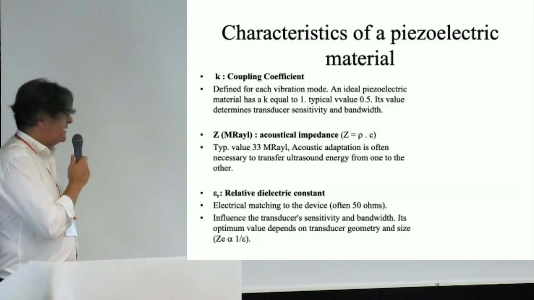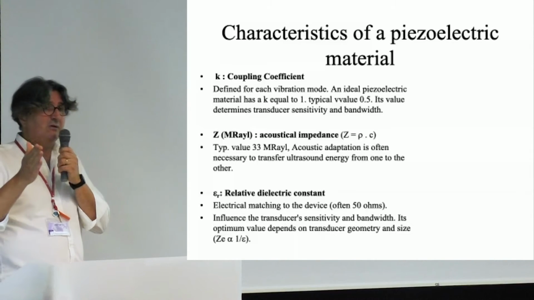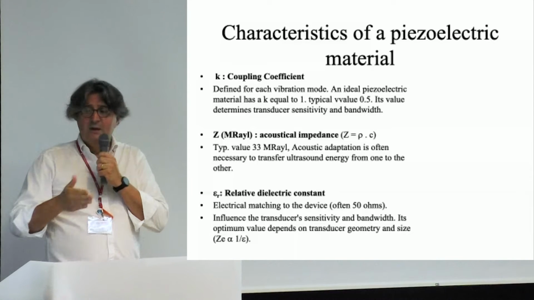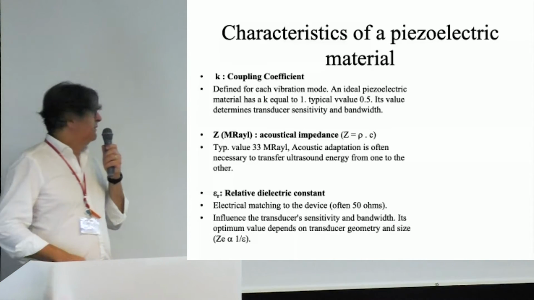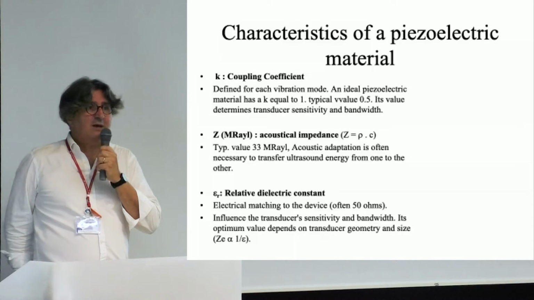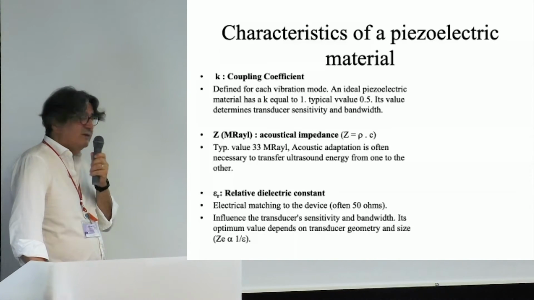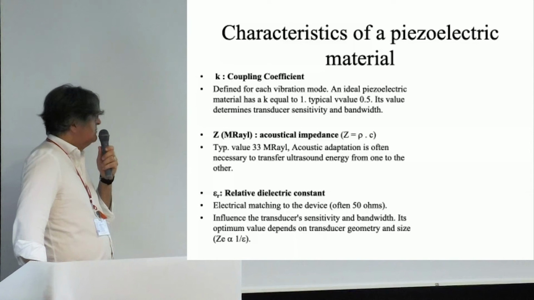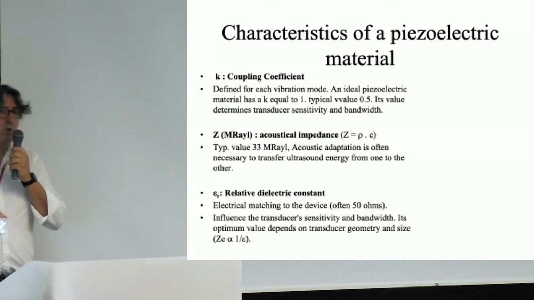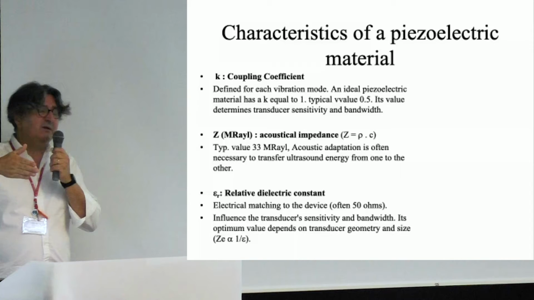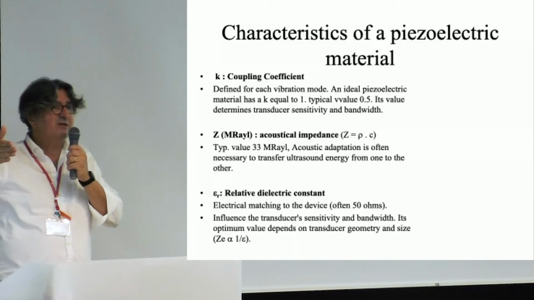The second criterion that you have to consider, because you have transmission, reflection and multiple transmission reflections, is the acoustic impedance. Typically, in a ceramic material, the acoustic impedance is around 33 megarayls. When you want to propagate in water, the acoustic impedance of water is 1.5. So you can see that you have an impedance mismatch.